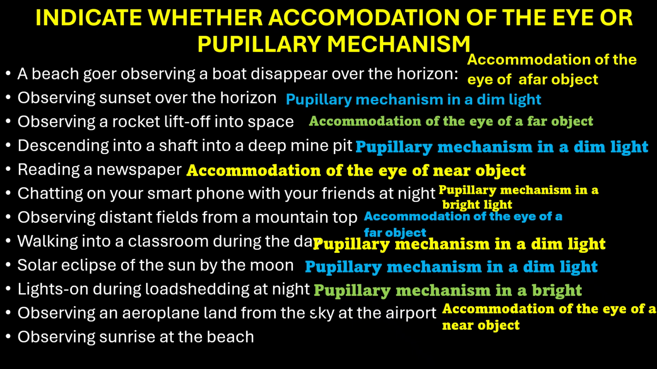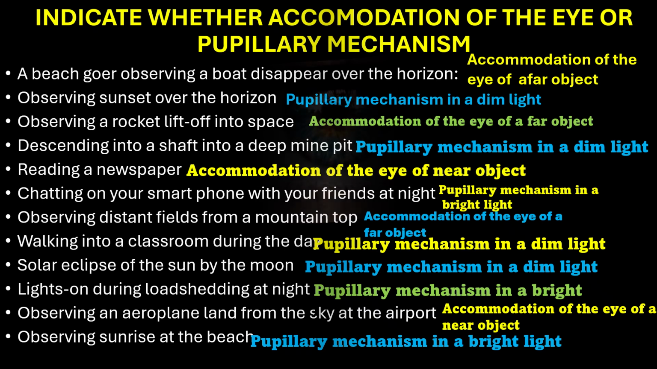What about observing sunrise? Before the sun rose, it was dark. That is pupillary mechanism in dim light. Once the sun rises, it becomes illuminated, it becomes bright. So that is pupillary mechanism in bright light.